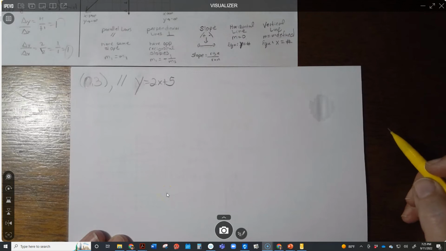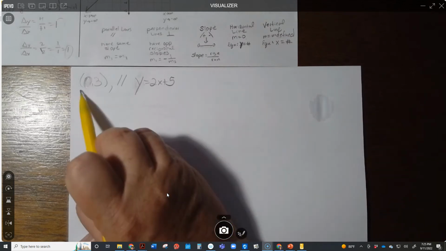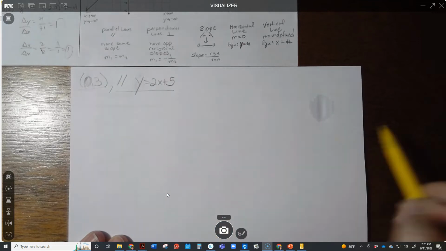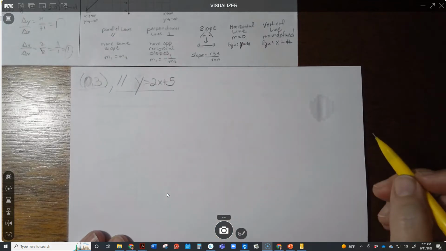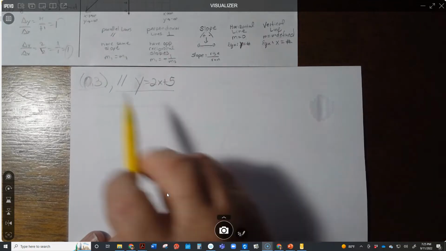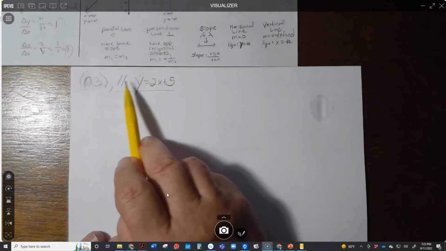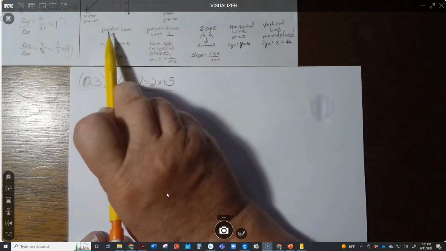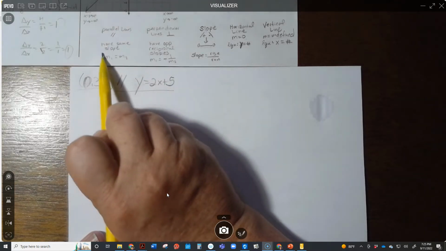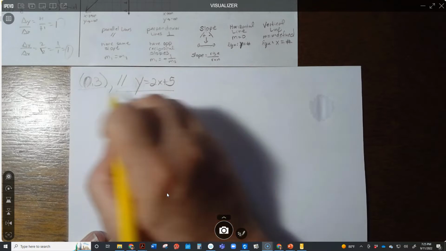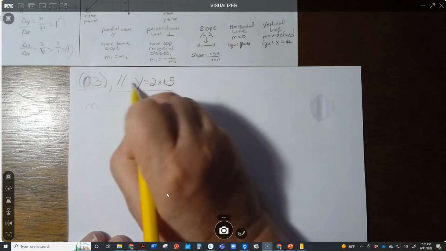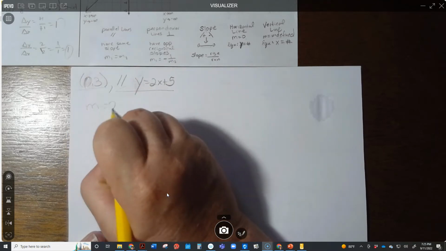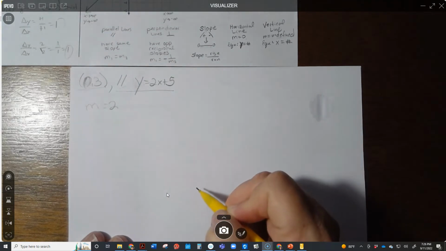What if they ask you to write an equation of a line that passes through this point and is parallel to that line? So where do you do that? Well, they gave you a point and they gave you information about a line that's parallel. So you go to this part right here. Parallel lines have the same slope. So that means that if the slope of this line is 2, then the slope of your line is 2.